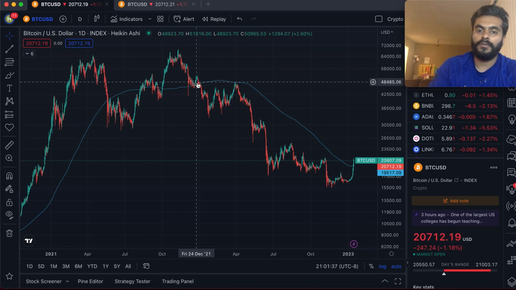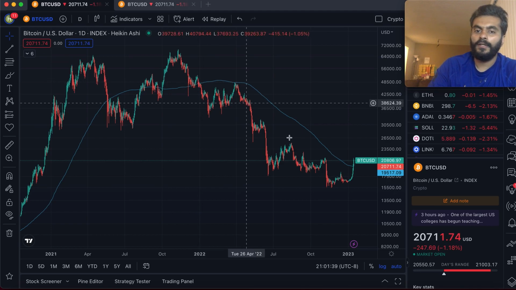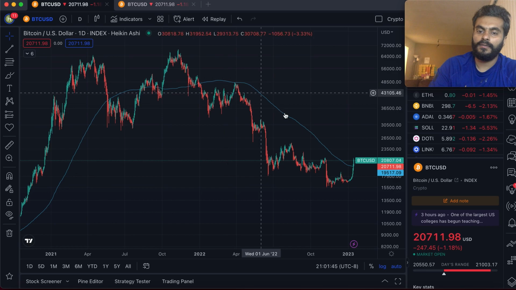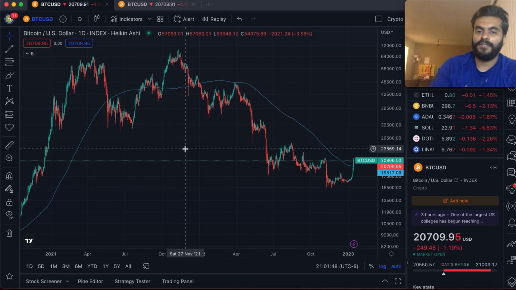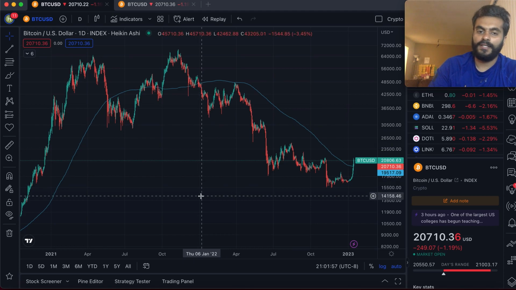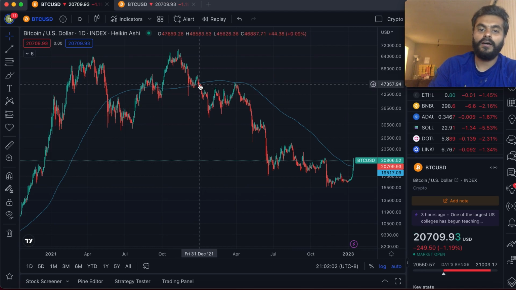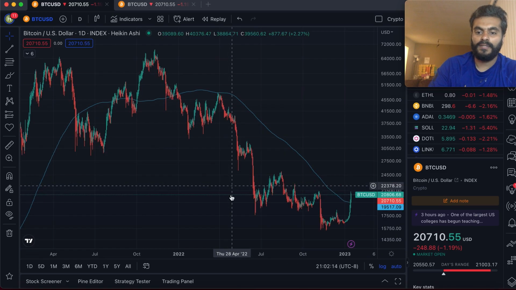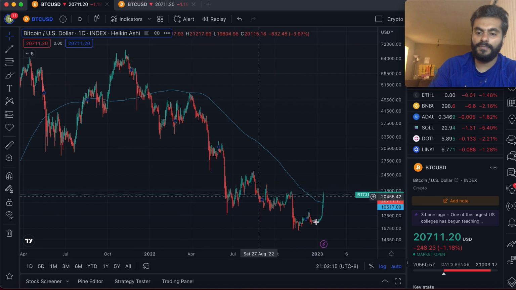Ever since December of 2021 till January of 2023, this line in blue is the 200-day moving average, which is the average of Bitcoin's price for the last 200 days that it trades. That is 200 days in calendar year, because Bitcoin trades every single day of every single week. So this line was essentially a resistance from December of 2021 till January 14th of 2023. But something interesting happened in this month.